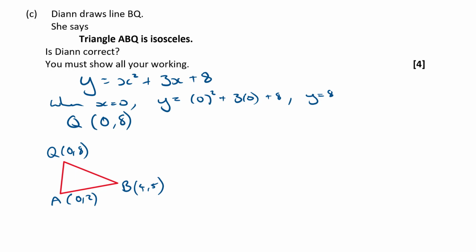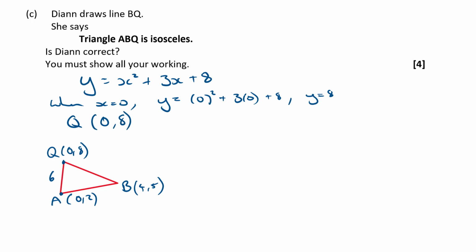Well, if it's isosceles, then two of the sides are going to have to be equal to each other, aren't they? That's the definition of what an isosceles triangle is. So we already know the side AQ, because that point there is 0, 2, and that one is 0, 8. So that side there is going to have to be 6. Okay, so if we can find AB and QB and show they're the same, either the same as each other or equal to 6, then we've shown that the triangle is isosceles.